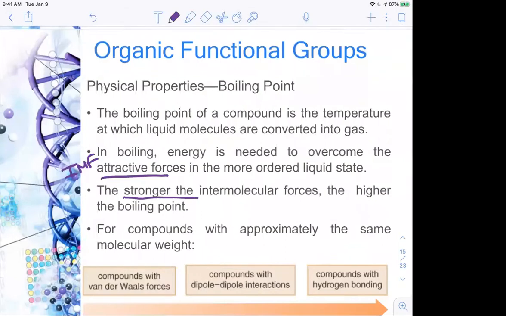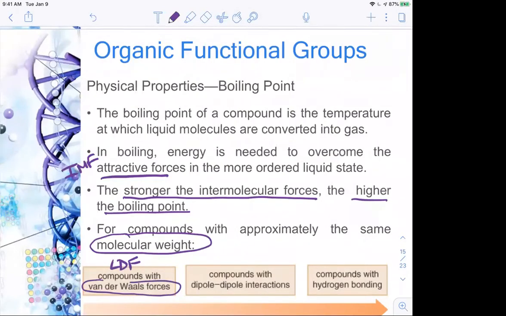Remember, the stronger the intermolecular force, the higher the boiling point. So if I compare apples to apples and look at compounds with the same molecular weight, these are my London dispersion forces. Sometimes they're just referred to as van der Waals, even though we consider from the other lecture series that all of these are considered van der Waals. But when you just see van der Waals force, usually it's referring to London dispersion.